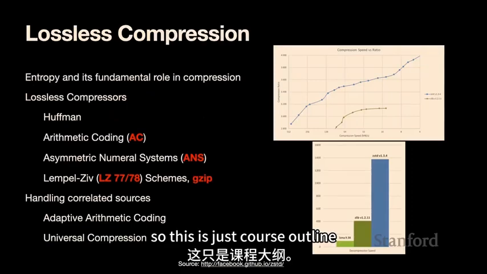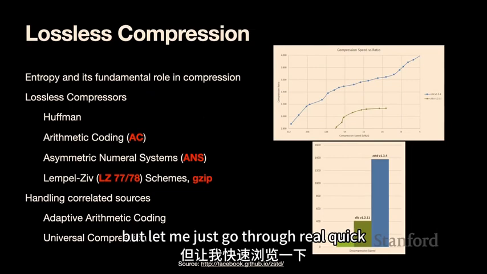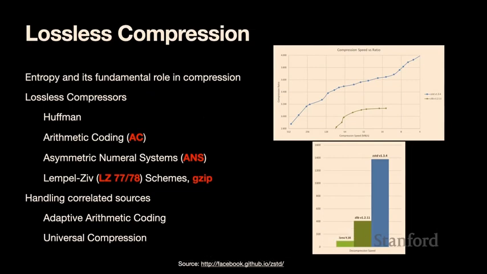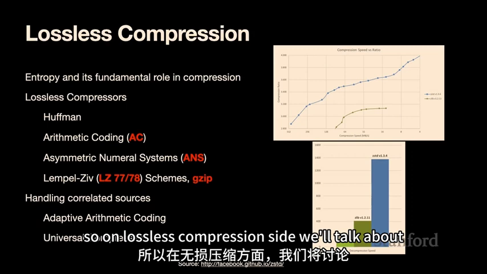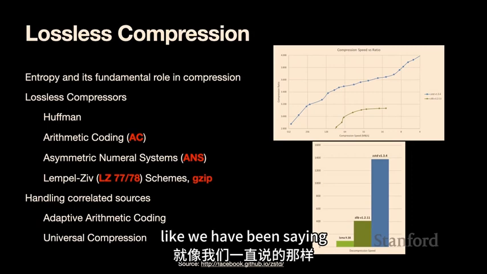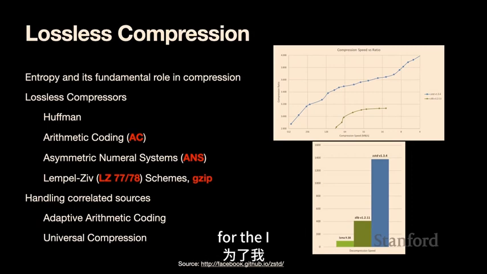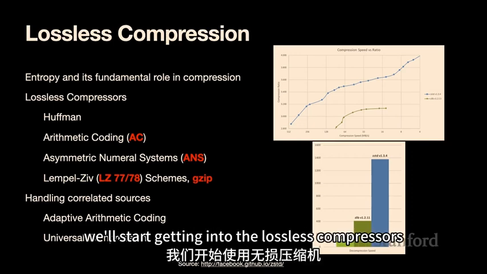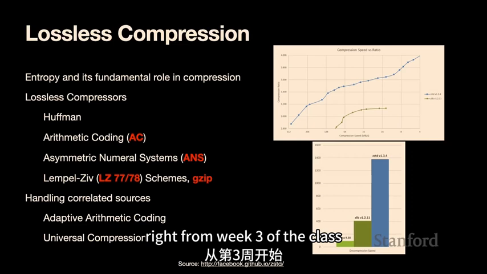So this is just the course outline. It's also available on the website, but let me just go through it real quick. On the lossless compression side, we'll talk about entropy and its fundamental role in compression, like we have been saying, for, I think, till week 2 roughly. And then we'll start getting into the lossless compressors right from week 3 of the class.